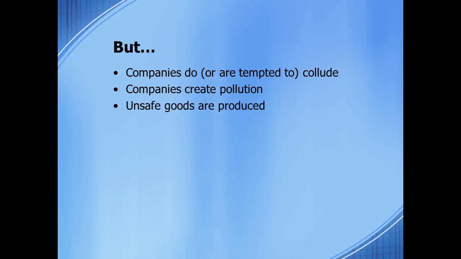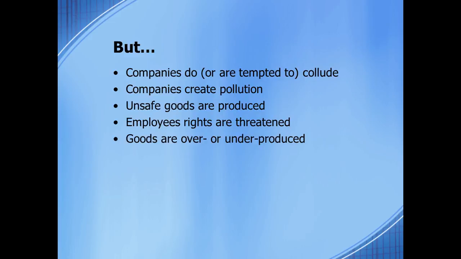Unsafe goods are produced and employees' rights can be threatened, and sometimes goods are over or under produced, and in these situations the government steps in to correct these problems. All of these give reasons why the government needs to step in. So we think in a monopoly, a government can step in to look at the competition level and fairness of the market.